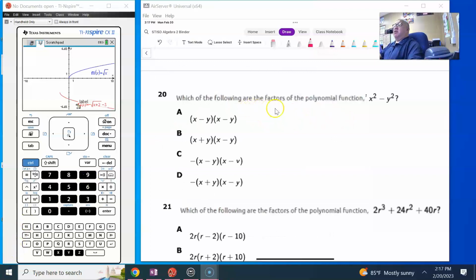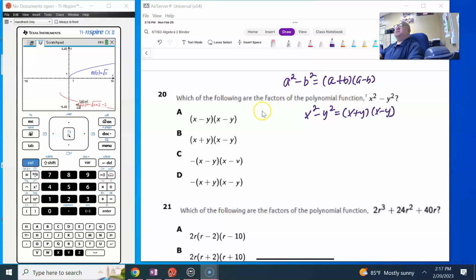Which of the following are factors of the polynomial function x squared minus y squared? So remember that this is a difference of squares. So to factor this, this would be a plus b times a minus b. So the polynomial factors would be x plus y times x minus y. The answer is A.